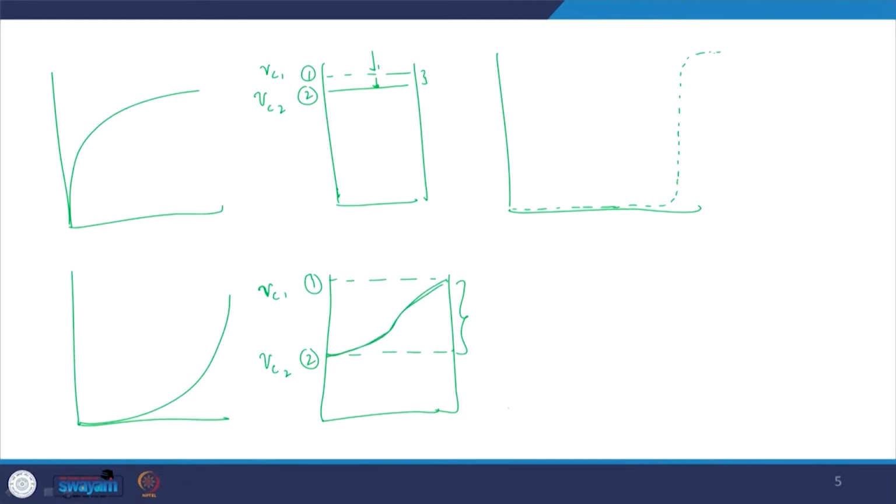So, what is that going to lead to? Whenever breakthrough is about to occur, will I have such a sharp breakthrough? No, I will have something like this.